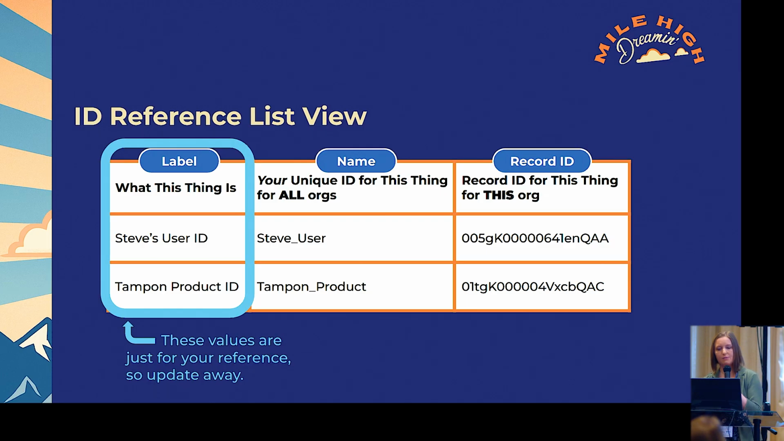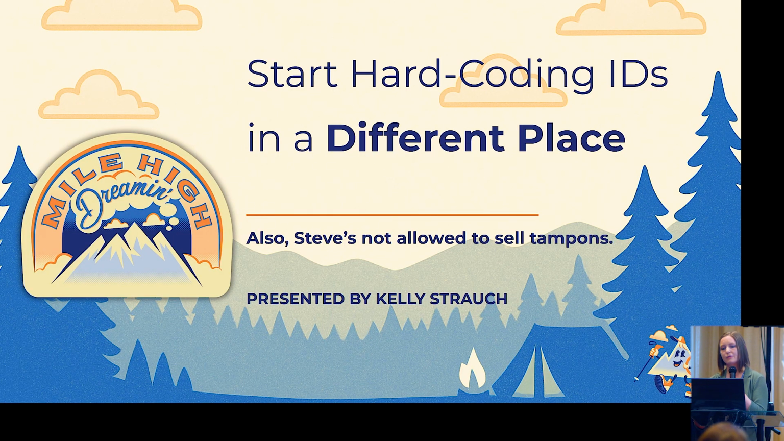And then finally, this label, these values are just for your reference. So you can update these whenever you want, however often you want, and it won't break anything. This is really just your description field, right? So this is where I should admit that you're still hard-coding IDs, you're just hard-coding them in a different place. The important thing here is that you are not hard-coding them into your config, right? You're hard-coding them into a different place that abstracts them out so that when you deploy that flow from one environment to another, you don't have to write a new version of the flow with the new ID for that environment.